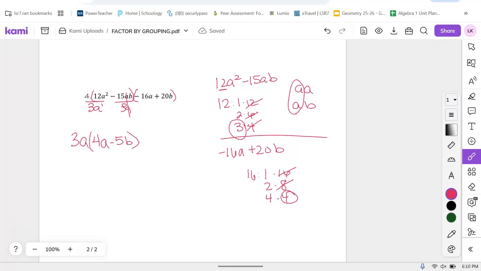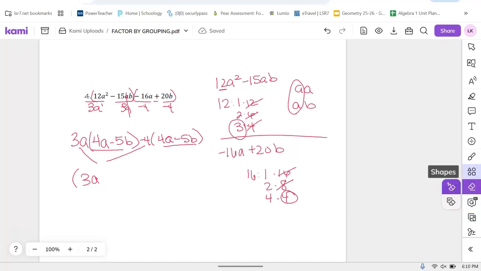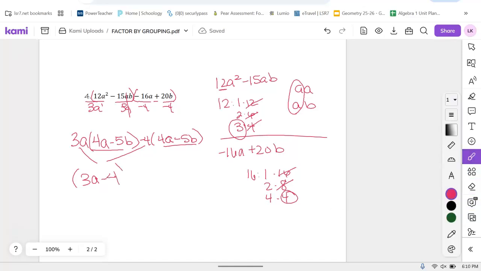Now, I need the middle term to be a negative because it's minus here. So that means I have to take out a negative. So I'm going to divide by negative 4. So I'm going to have 4a minus 5b, which they're the same, so that means we did it right. And then drive down my GCFs, 3a minus 4 times 4a minus 5b. And there's your answer.